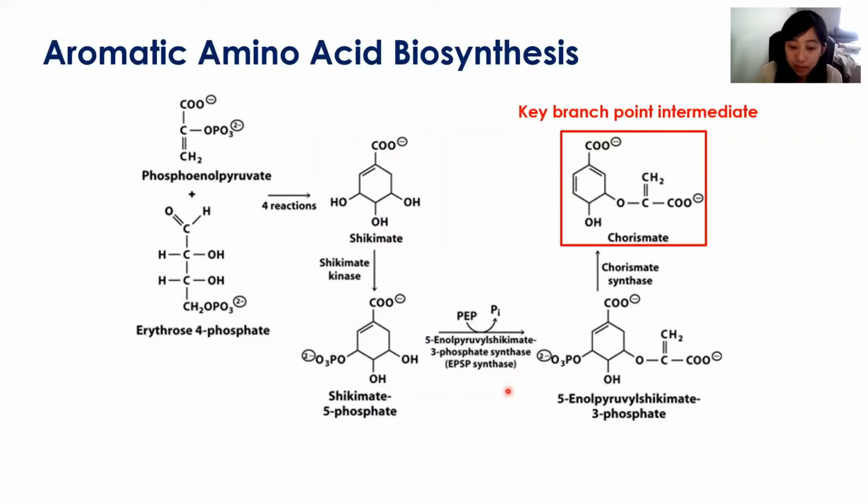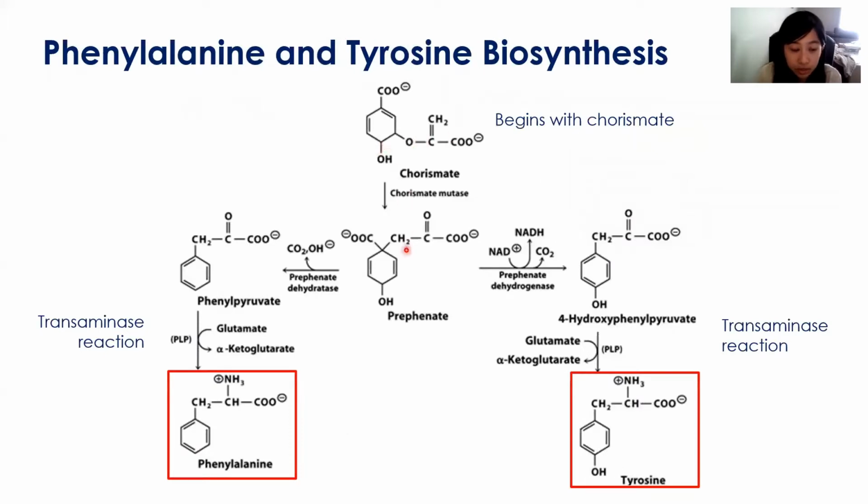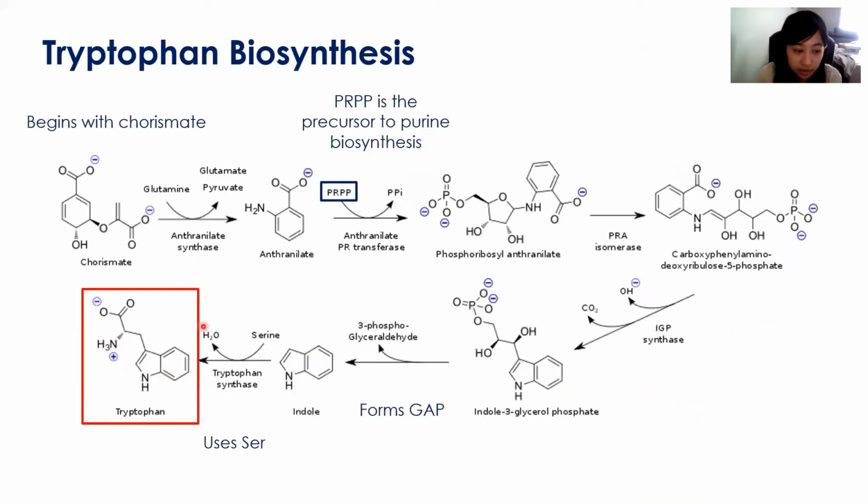And bacteria can also use the aromatic amino acid biosynthetic pathways. So this begins with a PEP from glycolysis and an erythrose 4-phosphate compound from PPP. And by using these two compounds, via multiple reactions, you eventually get an important intermediate for aromatic amino acid biosynthesis called chorismate. This chorismate can be converted to phenylalanine and tyrosine, and also tryptophan here.